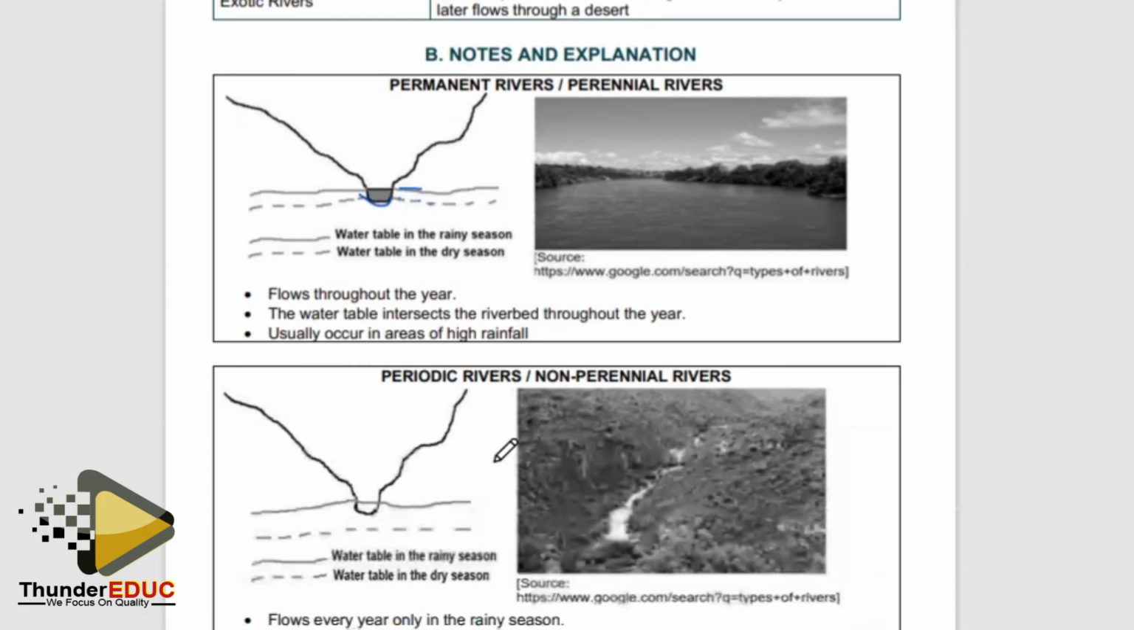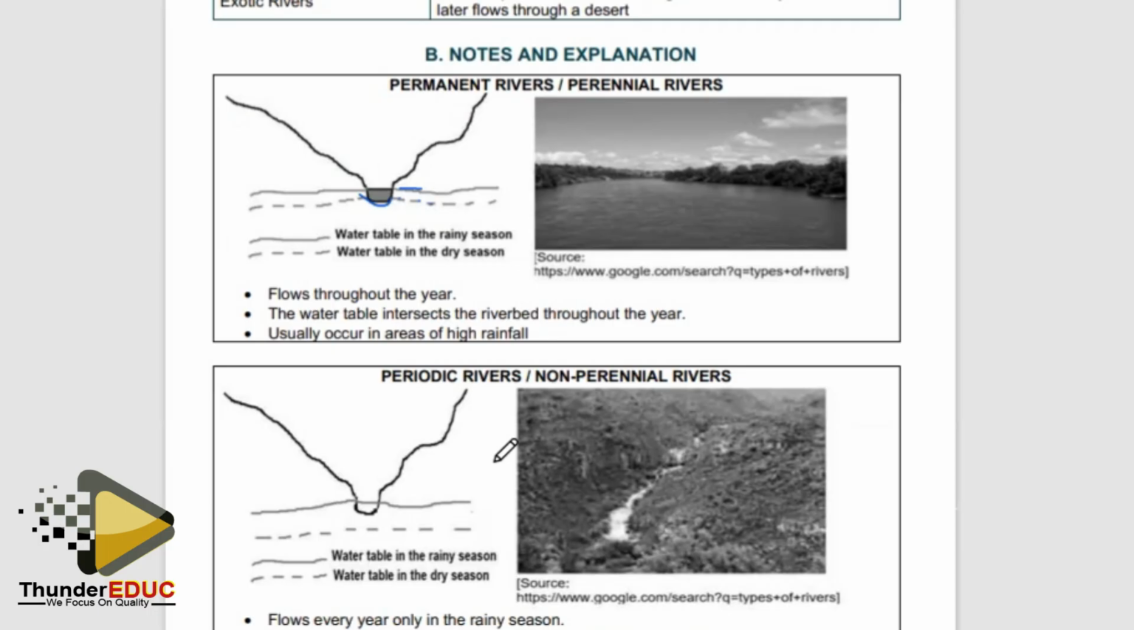Right, we go to the periodic. Something that is periodic, we are saying, is for a particular period. It's not throughout. Permanent was throughout, or perennial, running throughout the year. Periodic, we are now looking at seasons. A river which flows in a particular season is periodic. A season is a period of time. It's not the whole year. And it's non-perennial, meaning it does not run throughout the year.